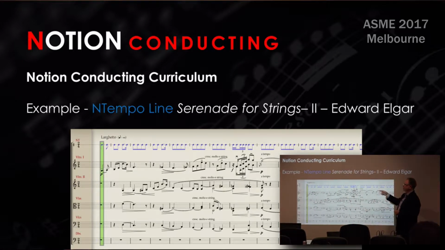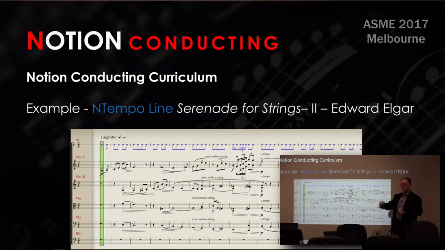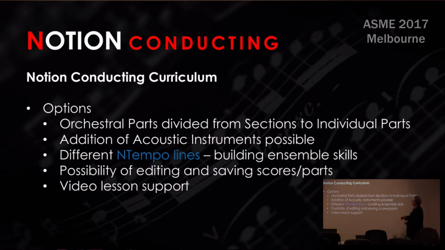But what you can actually do is break it down into individual instruments with a different NT line. So you're actually building ensemble skills, and we've seen that could work very well, just developing ensemble skills in school children in, say, a year 9, 10 class or high school. The other great thing, if you've got, say, a professional development course, you might have some string players. So you mute the first violins, give them the string part, and they can play with the virtual orchestra.